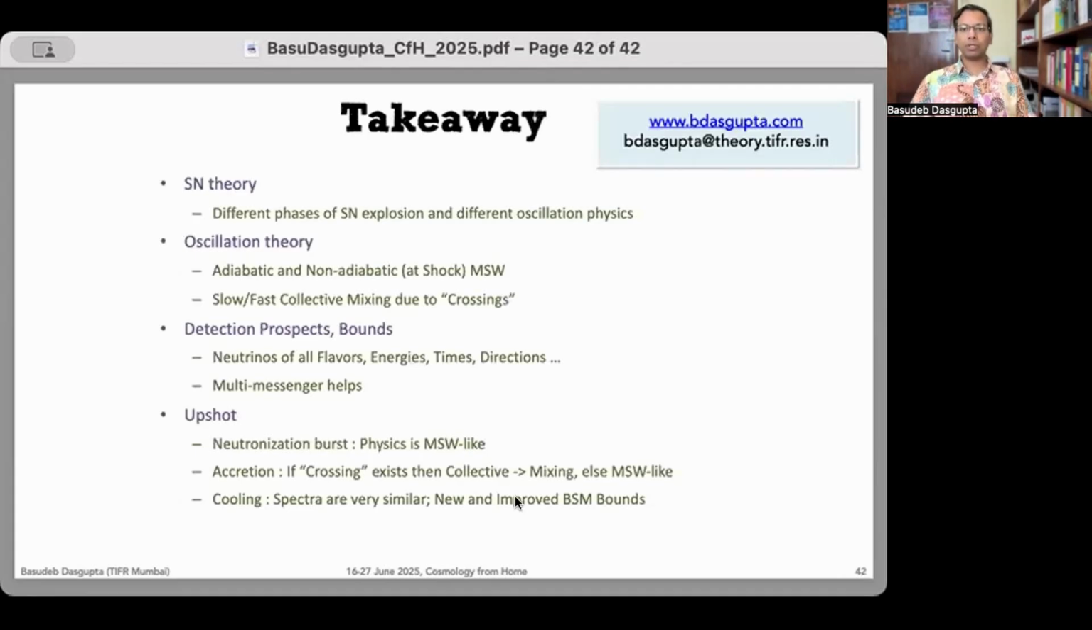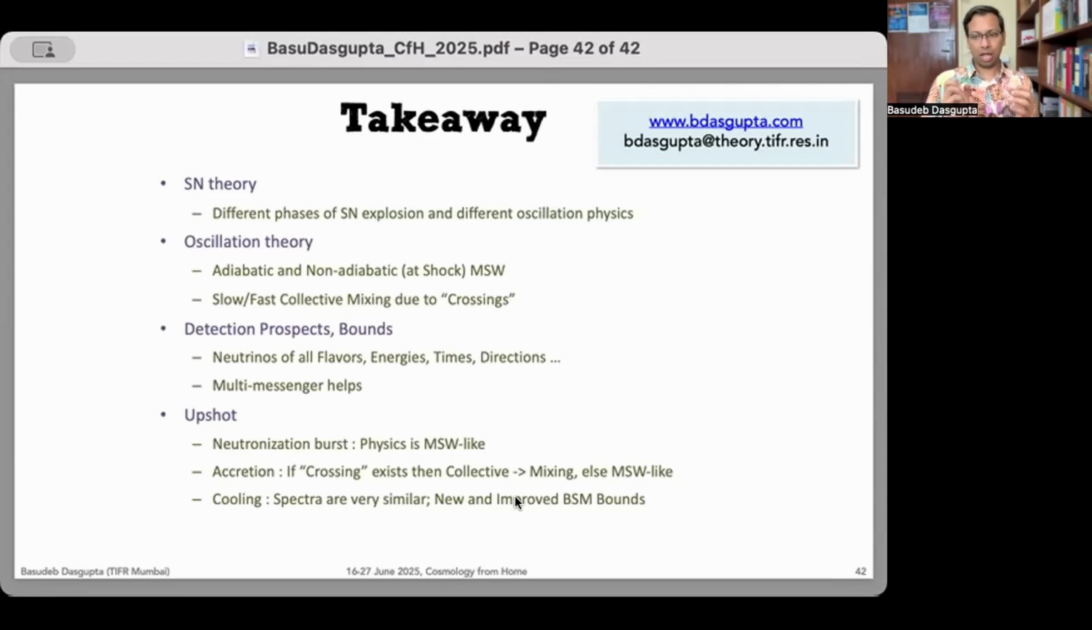Okay, with that, I'll stop. I've told you a little bit about the different phases of supernova explosion, and the different oscillation physics that occurs therein. There are adiabatic and non-adiabatic MSW transitions that can happen at the shocks and elsewhere in the star. But mostly I focused on a discussion of the slow and the fast collective mixing that happens due to the crossing of the phase space of neutrinos. And the detection prospects and bounds tell us that we will see neutrinos of all flavors and energies, as a function of time and direction.